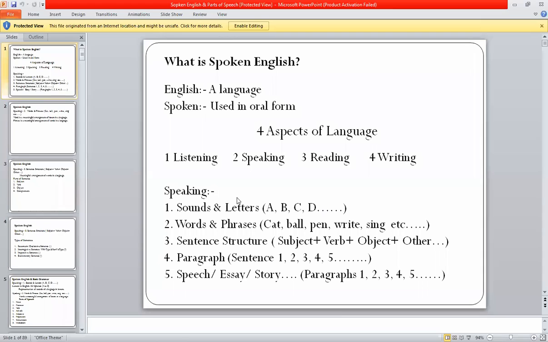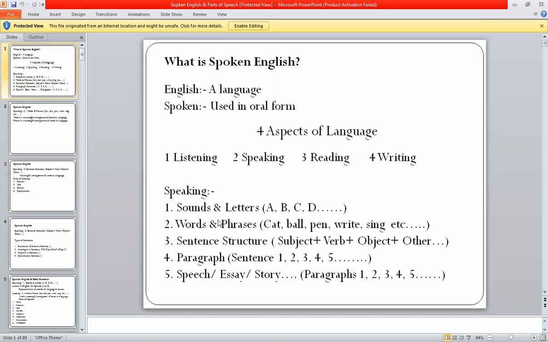Okay, so speaking is the second aspect, listening comes first. We try to listen to our parents first, then we try to speak, and when we go to the first standard we try to learn reading and writing. So these are the four aspects.